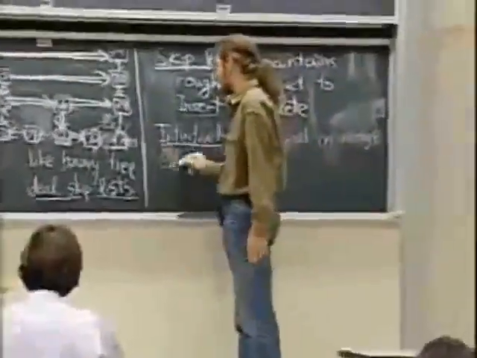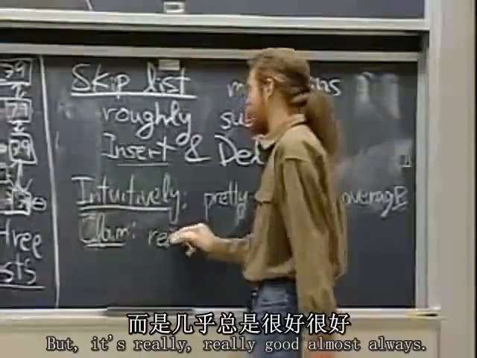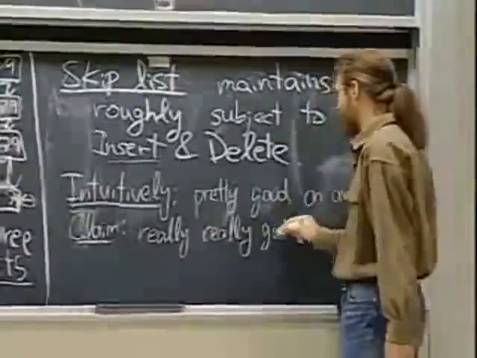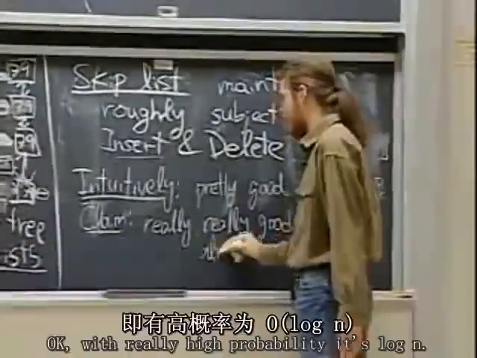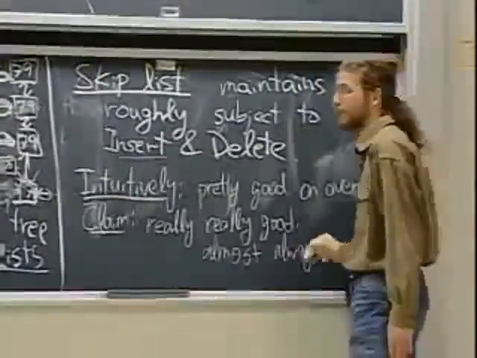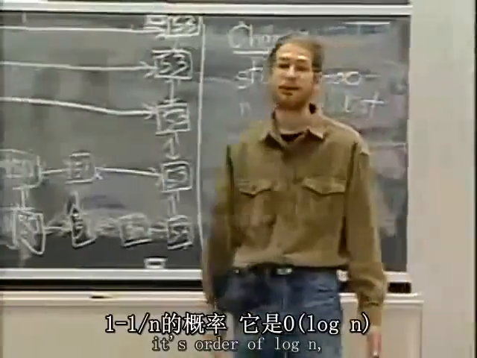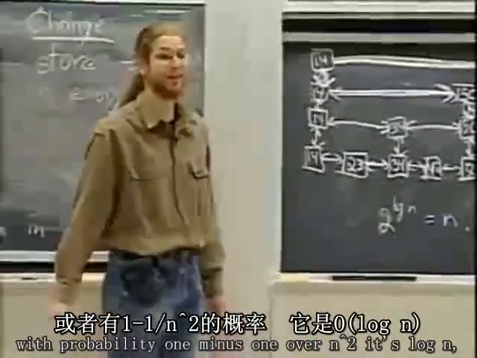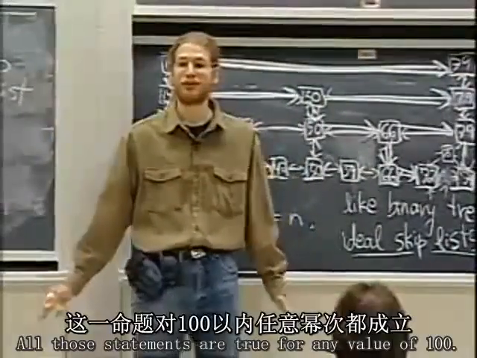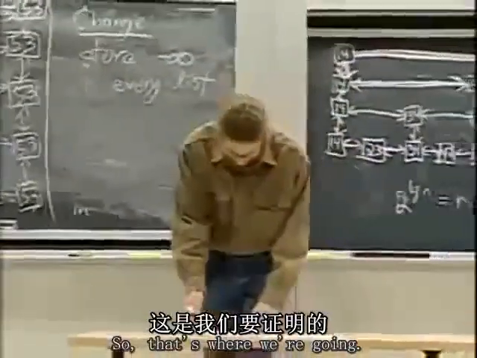But the claim is not just that it's pretty good on average, but it's really, really good almost always. With really high probability, it's log n. So for example, with probability 1 minus 1 over n, it's order log n. With probability 1 minus 1 over n squared, it's log n. Probability 1 minus 1 over n to the 100th, it's order log n. All those statements are true for any value of 100. So that's where we're going.